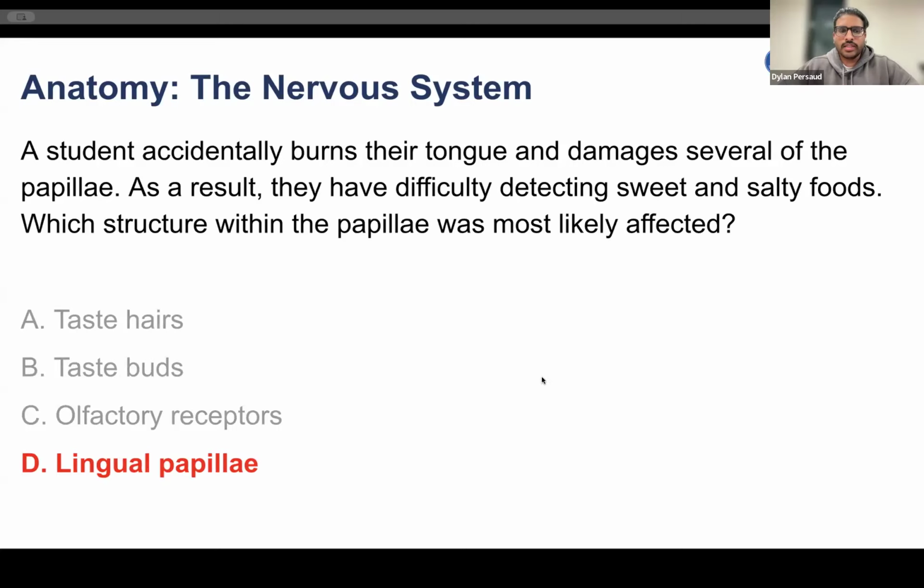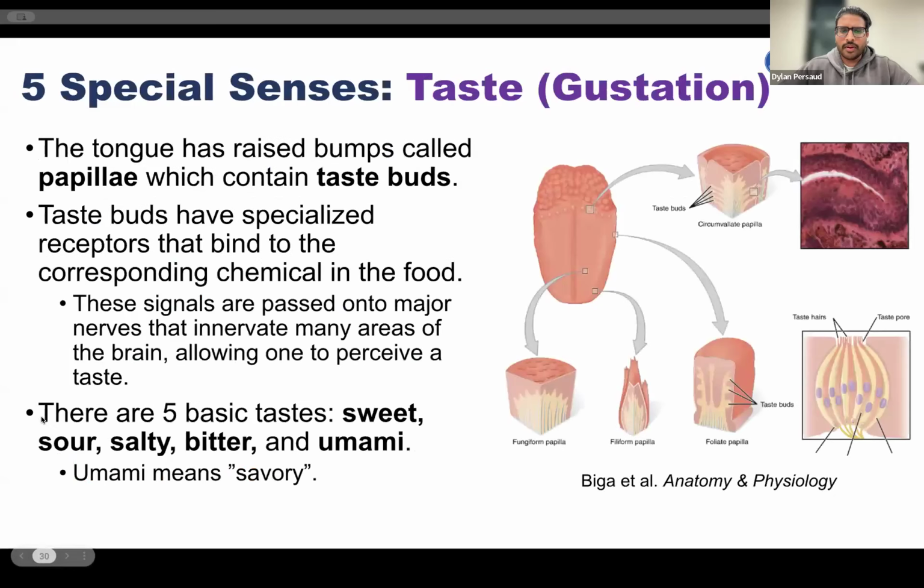Okay, so for this one, it looks like we had a spread between A, C, and D. So taste hairs aren't a structure that we're talking about here. And I think the answer actually got changed from when I went back. But regardless, we'll talk about it here. So the tongue has raised bumps called papillae, which contain our taste buds. So that would be differentiating between salty and sweet, acidic, etc.